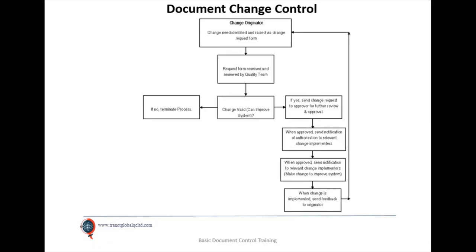So when approved, send notification of authorization to relevant change implementers. Remember, without this information, the change will not be implemented. So you have to notify the people or the parties that will be implementing this change. When approved, send notification to relevant change implementers, for them to make the change to improve the system. When the change is implemented, send feedback to the originator.